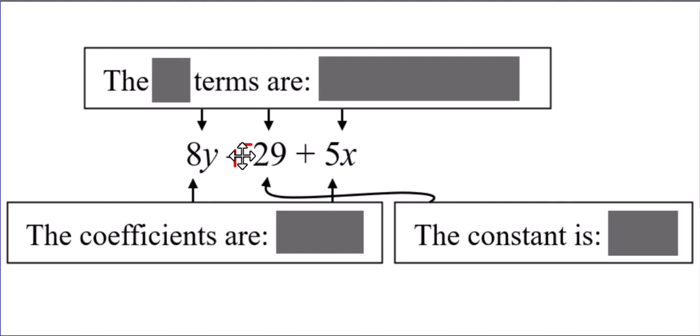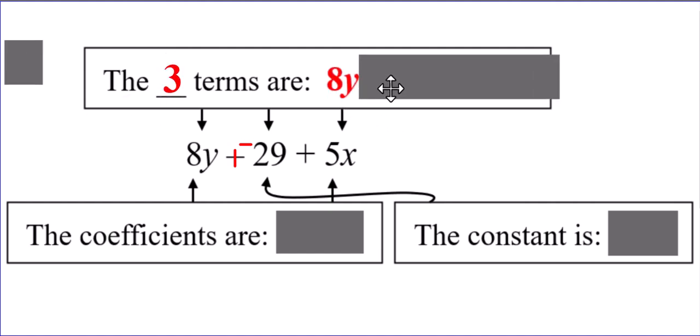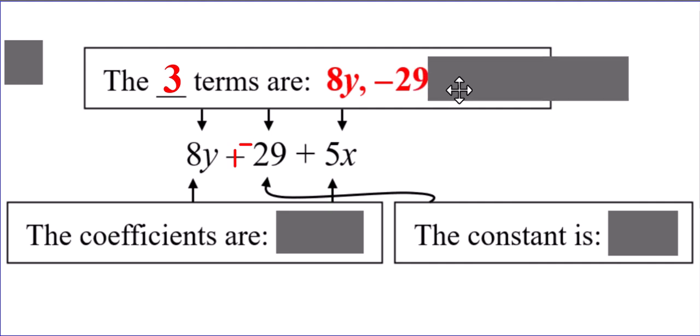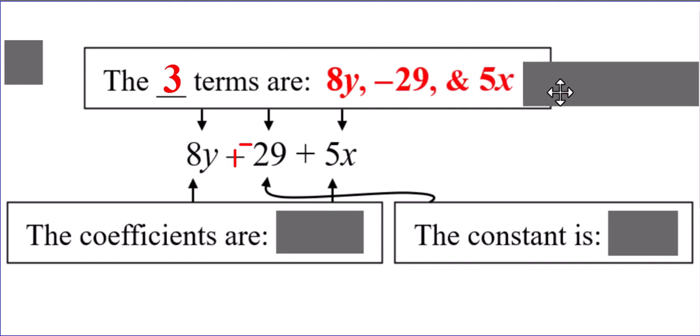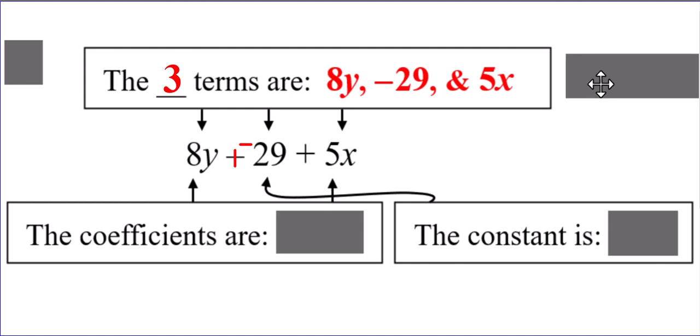And how many terms do we have? 1, 2, 3, boom. 3 terms, and they happen to be 8y, negative 29, I hope you're writing this down along with me as I give you these answers, and 5x.